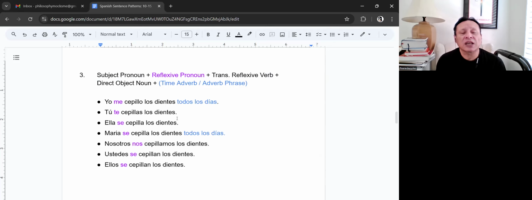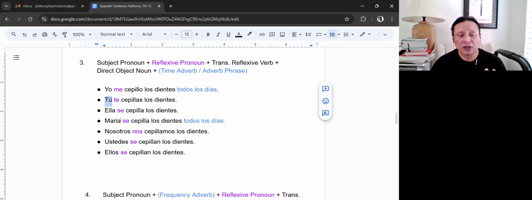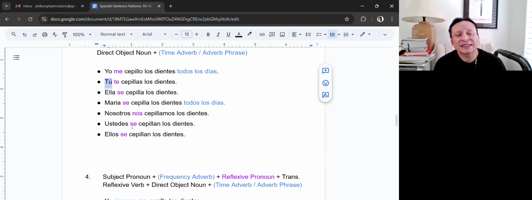Okay. Second one, tú te cepillas los dientes. You brush your teeth. Again, we don't need to say "tus dientes," which would be your teeth, literally. We just say the teeth because we know it's your teeth, because the reflexive pronoun says we're talking about you and your stuff. Ella se cepilla los dientes. She brushes her teeth. María se cepilla los dientes todos los días. Maria brushes her teeth every day.